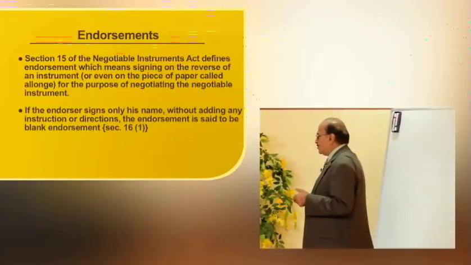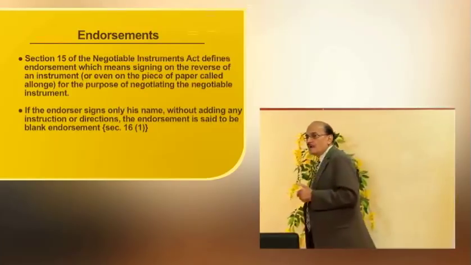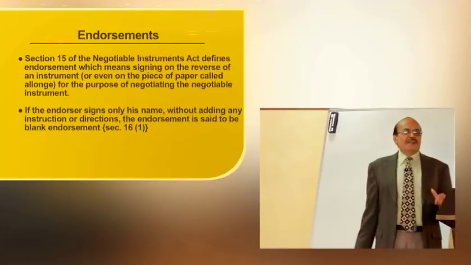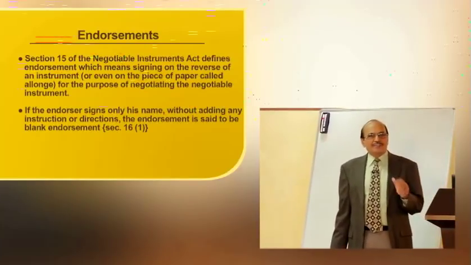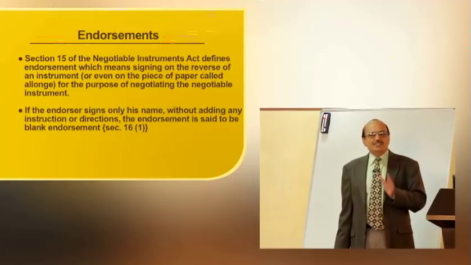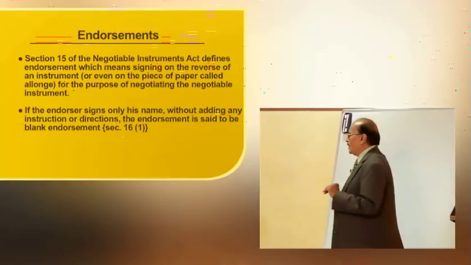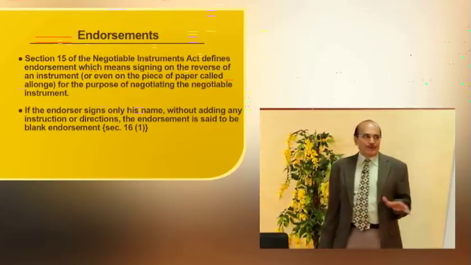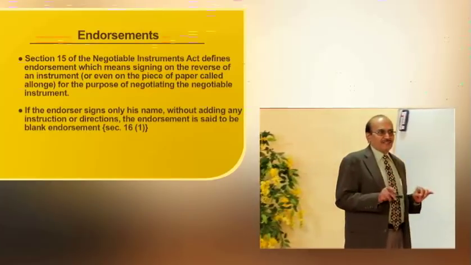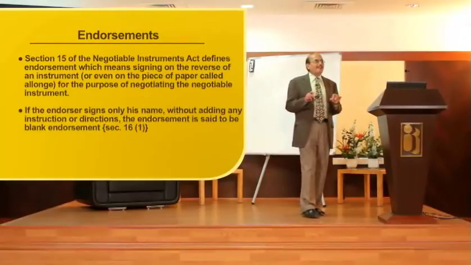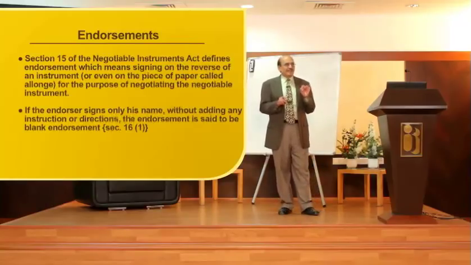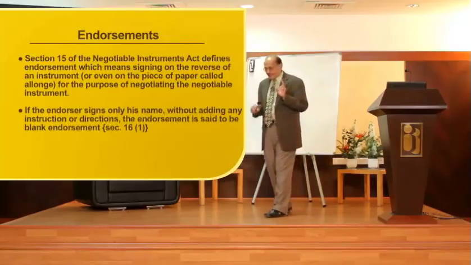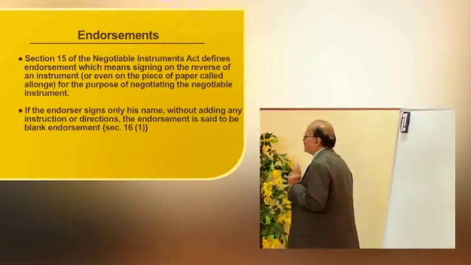Let us move forward and try to understand some more terminologies. What is meant by endorsement? Section 15 of the Negotiable Instruments Act defines endorsement, which means signing on the reverse of the instrument, or even on a piece of paper called an allonge, for the purpose of negotiating the negotiable instrument. If the endorser signs only his name without adding any instructions or directions, the endorsement is called a blank endorsement. This is mentioned in Section 16(1) of the Negotiable Instruments Act.